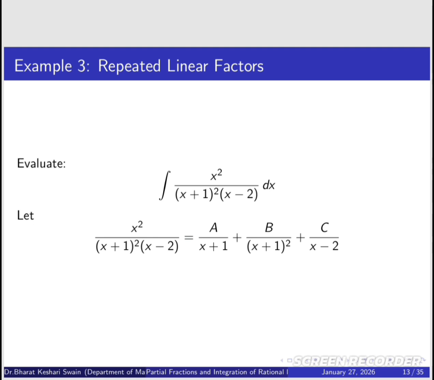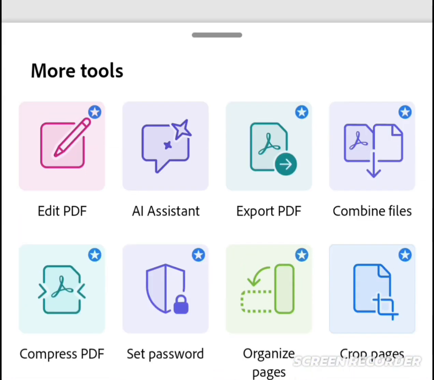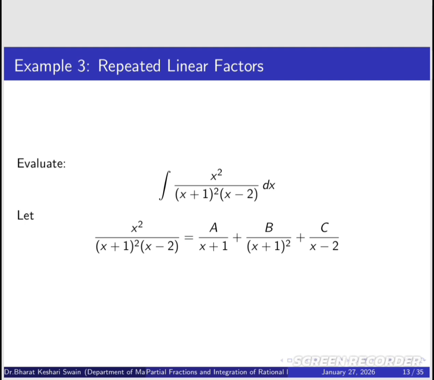This is example 3, where the linear factors are repeated. We know that when the denominator's linear factors are repeated, then how do we decompose the denominator? So what are the factors?